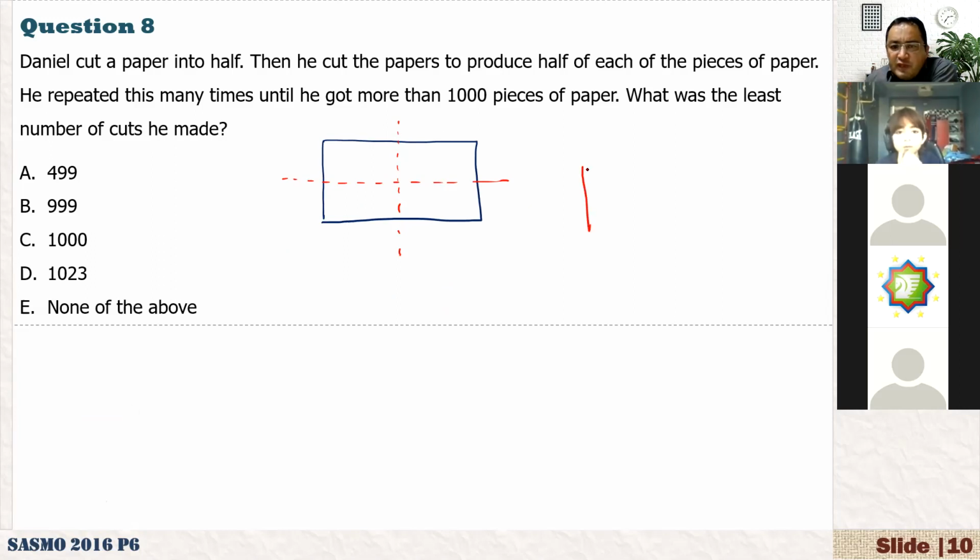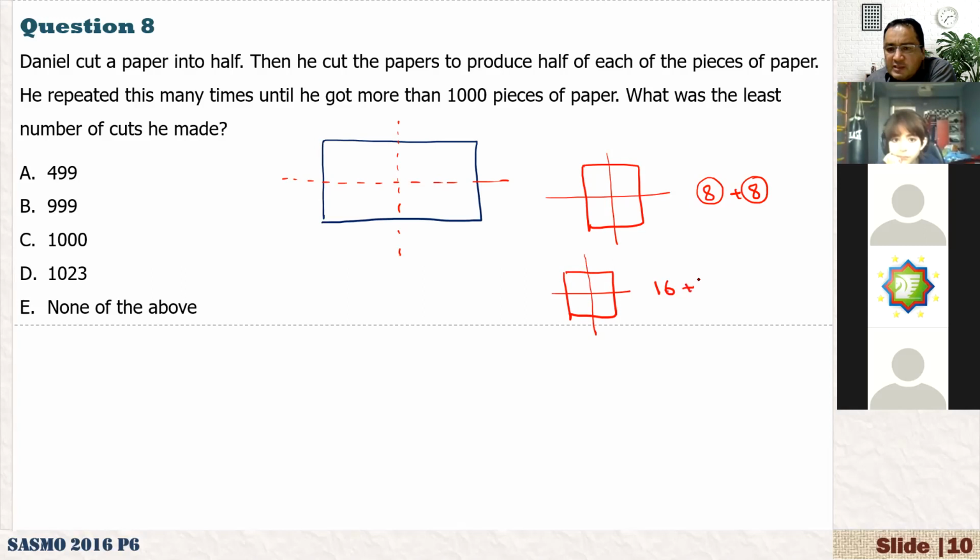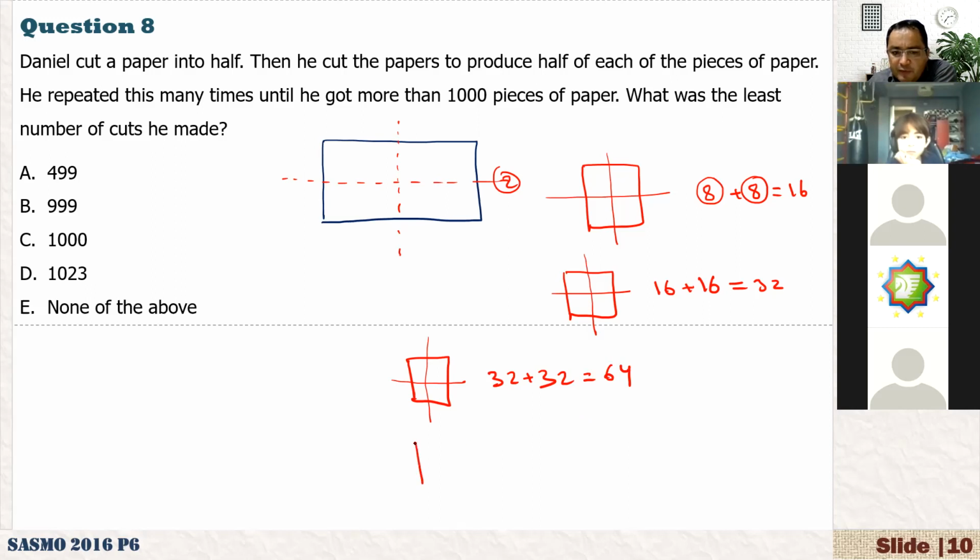So these 4 pieces, put them together, and now cut from here. I have 8 pieces now. Cut again, I have 16. Again, I put them together and cut, that is 16 plus 16, equal to 32. Put them together and cut again, 32 plus 32, I have 64.